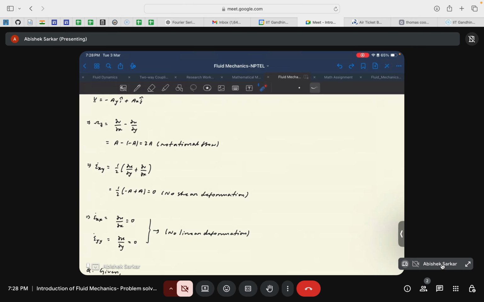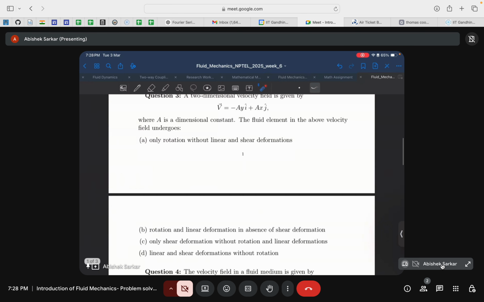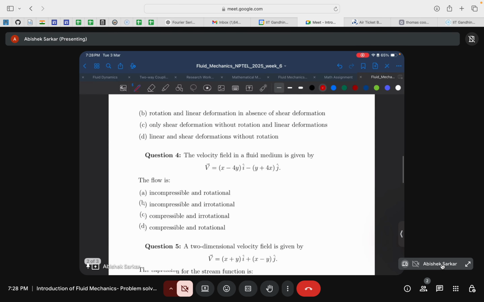So the flow is rotational with no shear deformation and no linear deformation. So the answer would be only rotation without any linear and shear deformation. So option A would be the correct answer. Okay, so let us now look into question number 4.